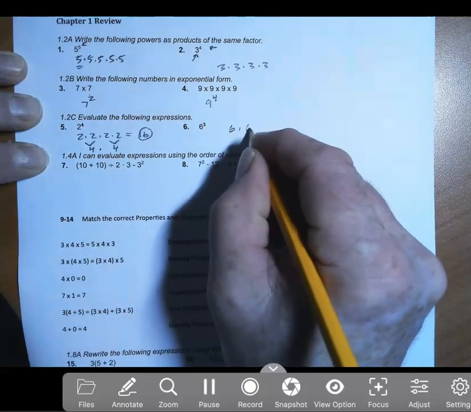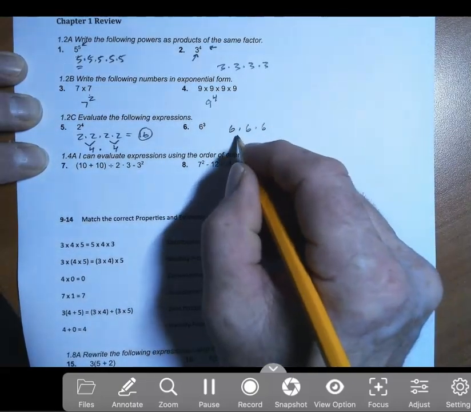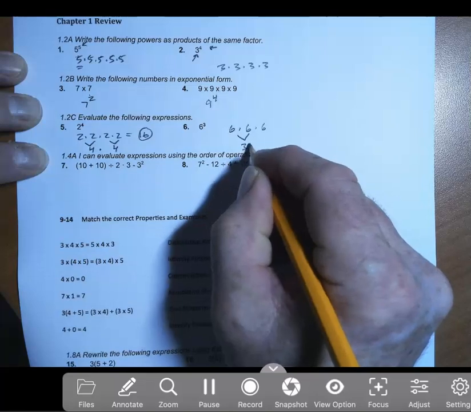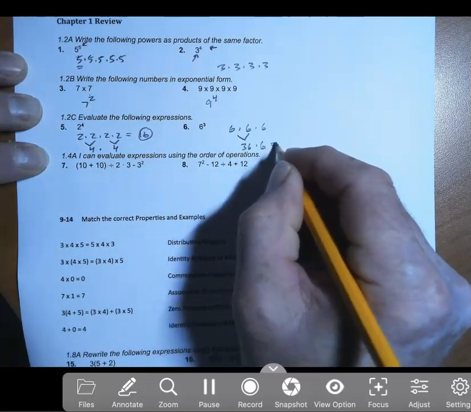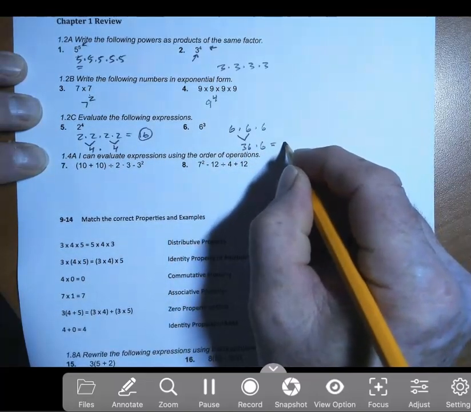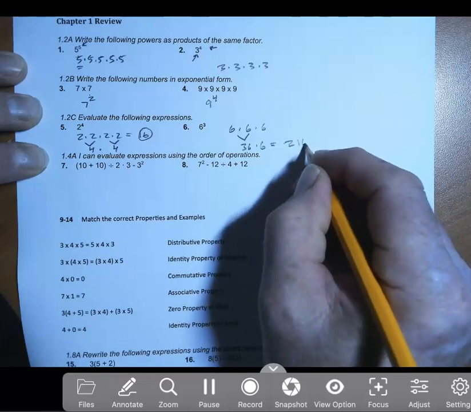This is 6 to the 3rd. So you have 6 times 6 here, which is 36, and you take it times 6 once more. That should be equal to 216.